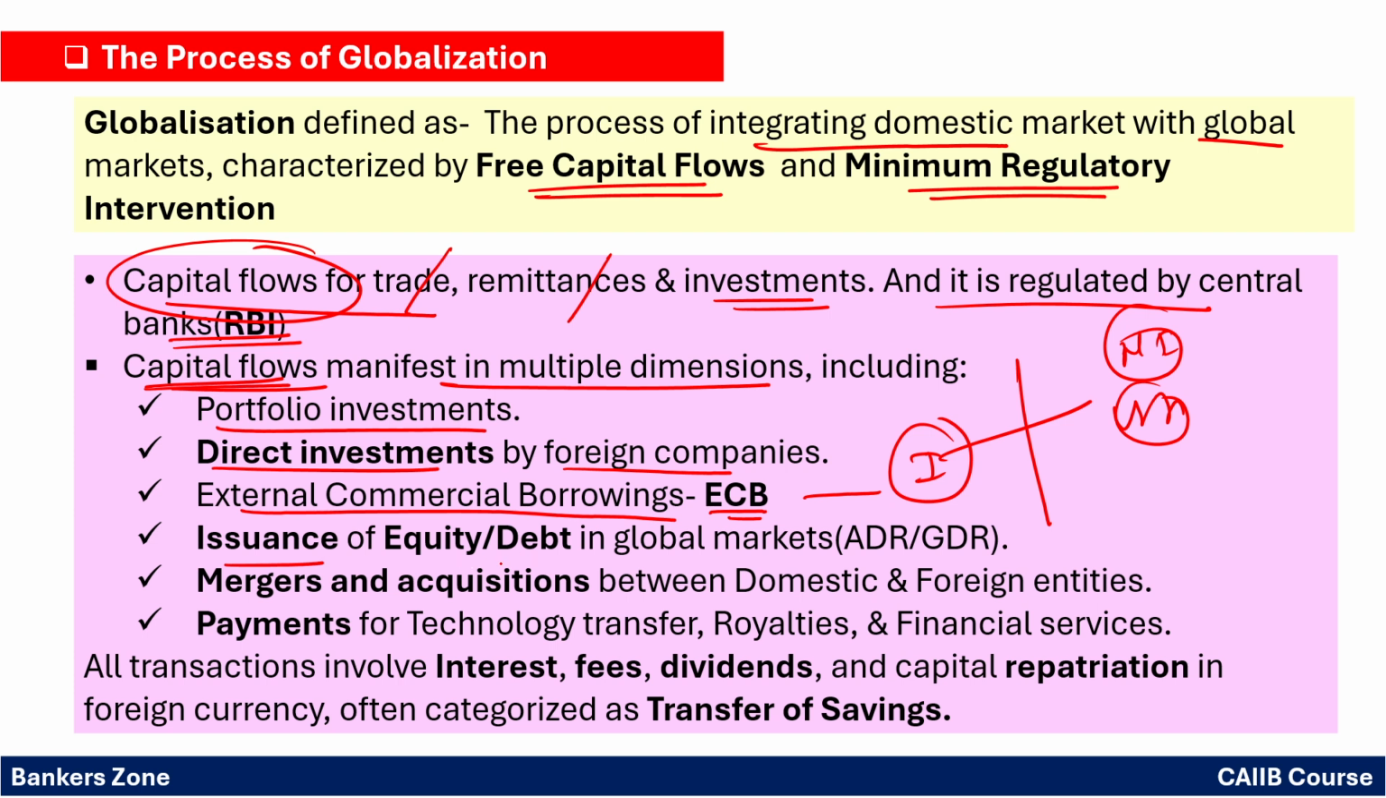Issuance of equity or debt in the global market: any company that wants to go global can have an ADR or GDR, that is, an American Depository Receipt or a Global Depository Receipt. Then there is merger and acquisition between a domestic and a foreign company, then payment for technology transfer, royalty or financial services. All of these result in capital flow.